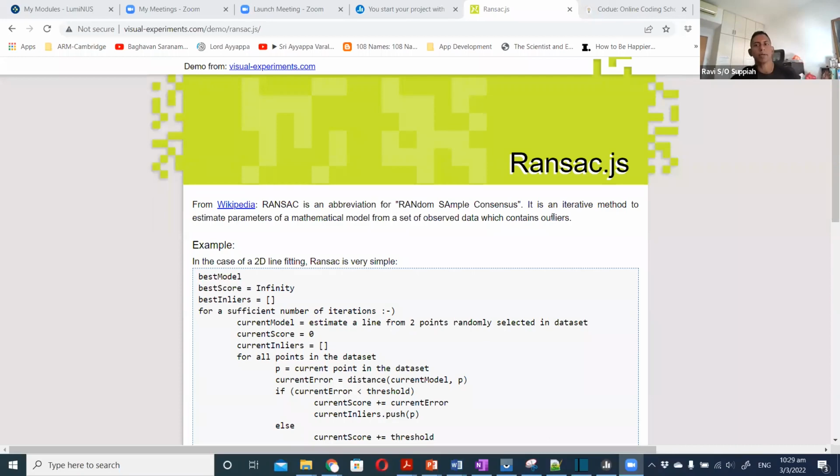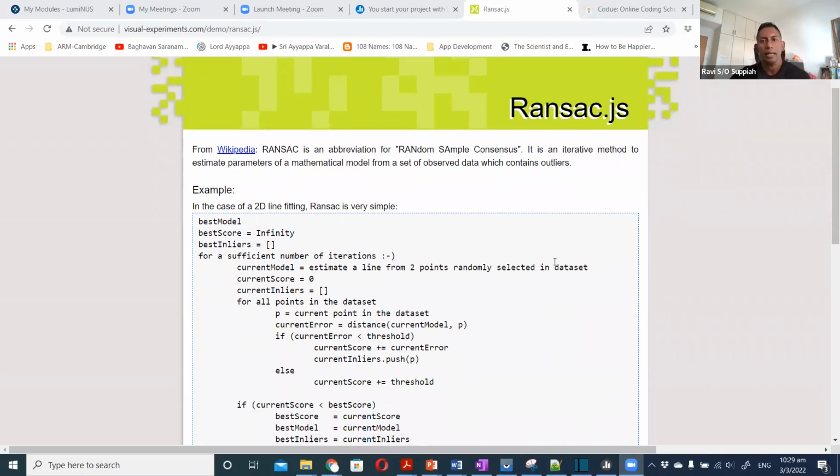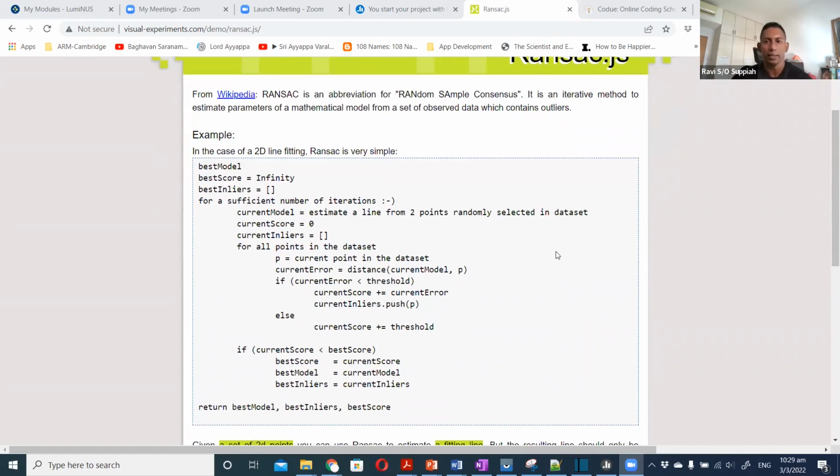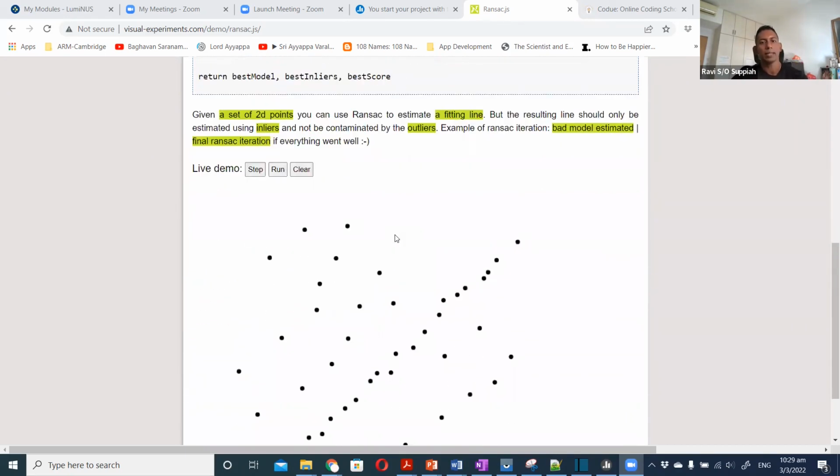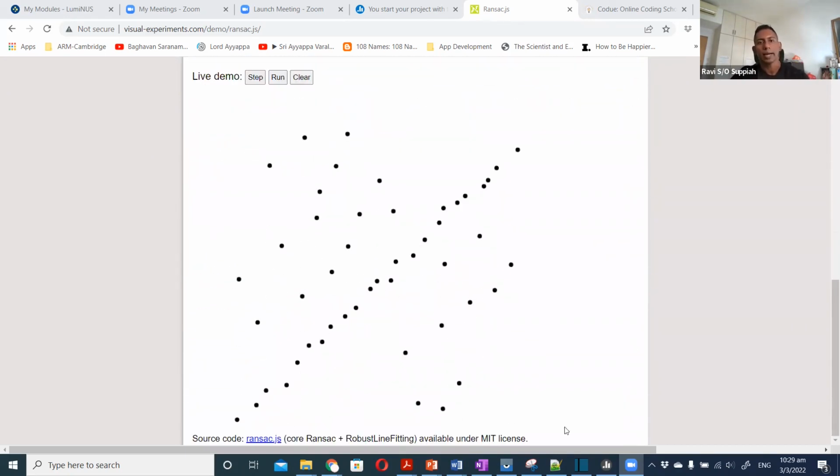So this is RANSAC. What is RANSAC? RANSAC is basically the algorithm that the LiDAR uses to make sense of all the data that it retrieves. I'm not going to go into the algorithm and the code here, but basically when your LiDAR scans, it receives a lot of points, and how does it make sense of where the line actually is and what is noise?